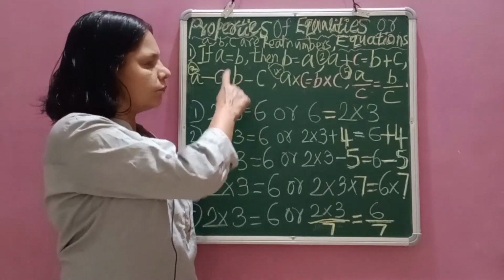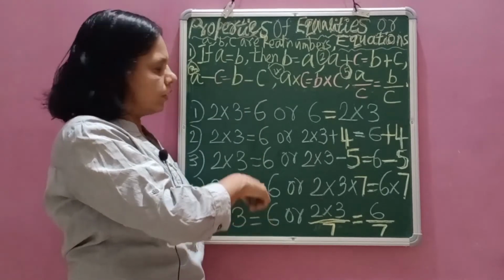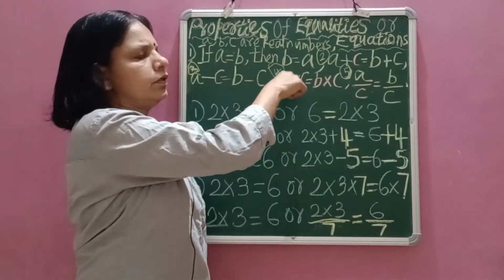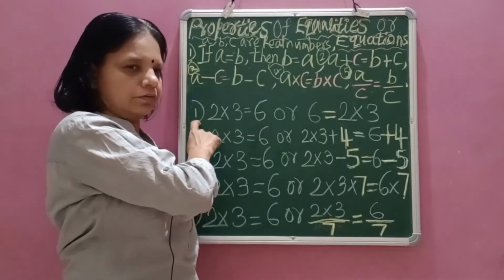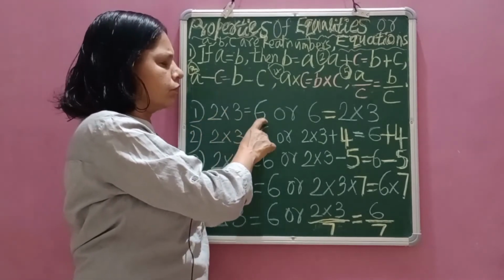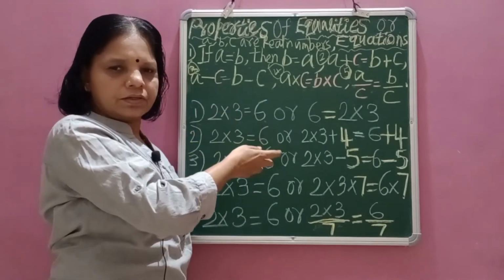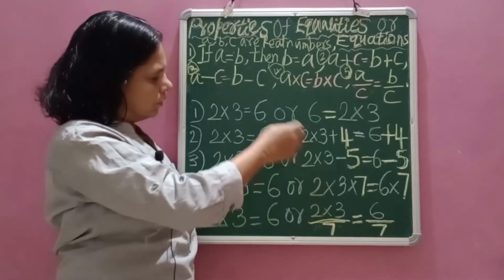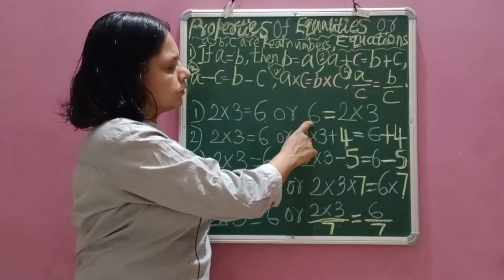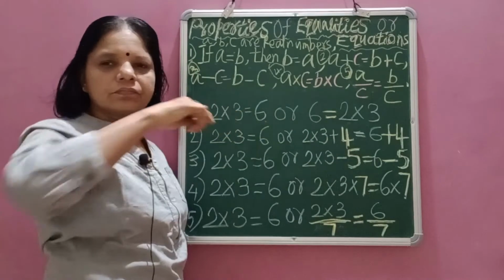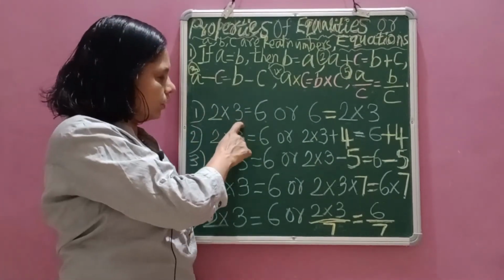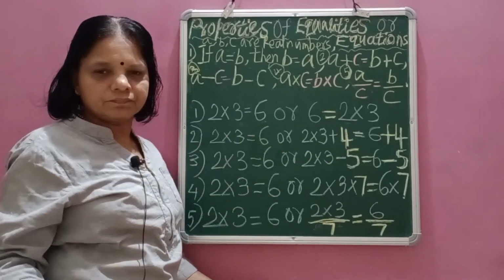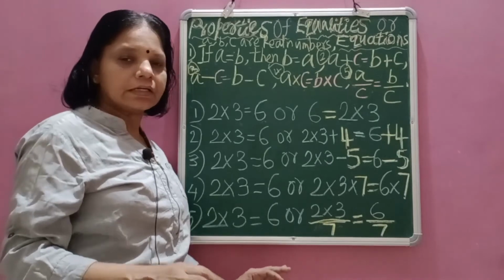Now, examples for these properties. Look at this example for the first property. If A equal to B, then B equal to A. Here see the equation, 2 into 3 equal to 6. It is an equality or a numerical equation. Then 6 equal to 2 into 3. Is it correct? If 2 into 3 is 6, then 6 is equal to 2 into 3. What we have done? Interchanged LHS and RHS.